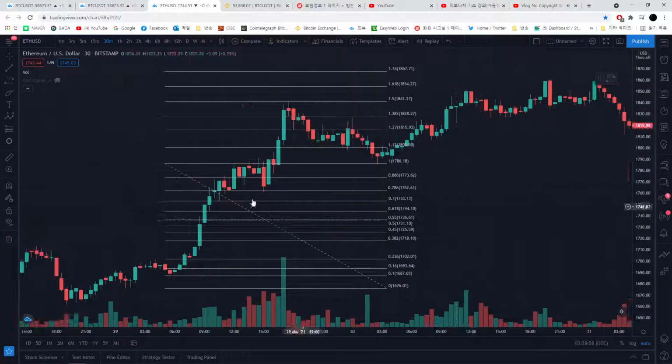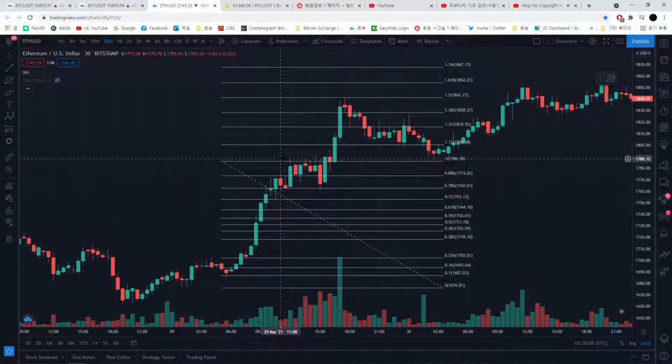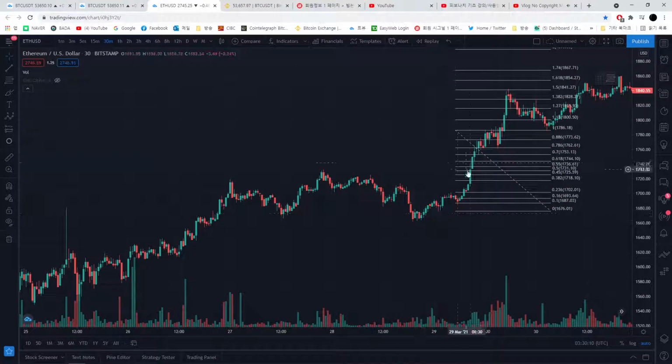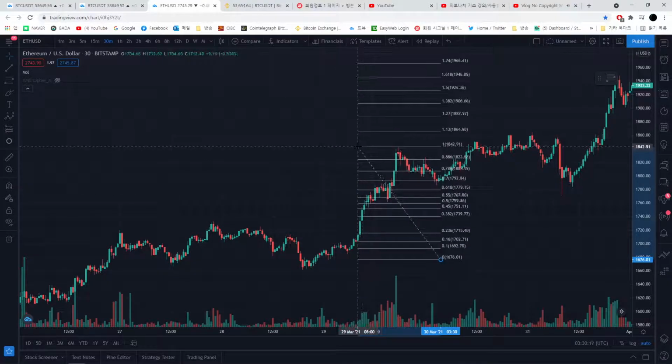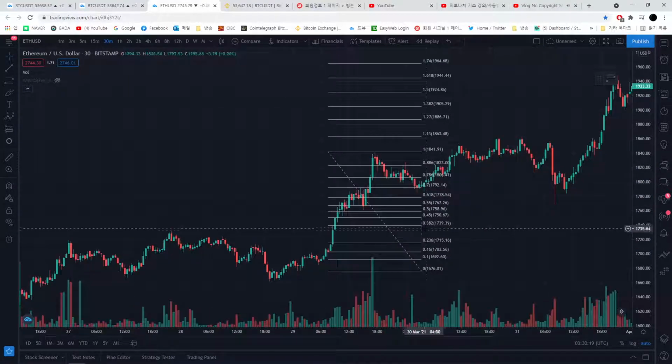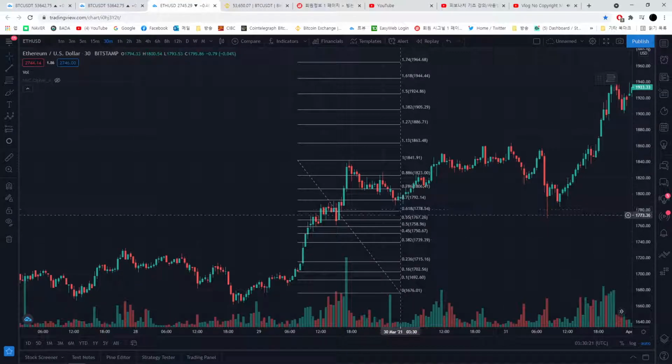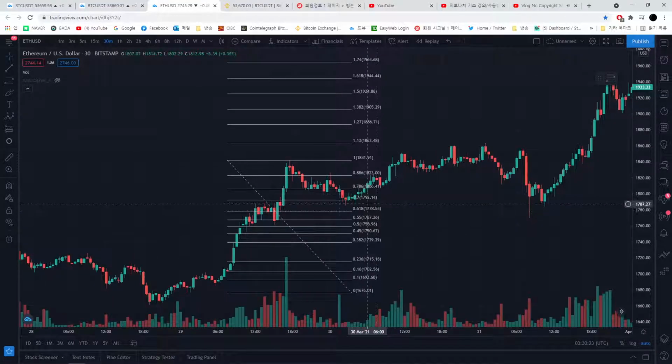So third impulse, 1, 2, 3, 4, and 5. I think top of 5 was here maybe. I have to check in more detail, but it seems like top of 5 was here. Oh, never mind. This is the 5 here, right here. So it gave almost 0.618, but it didn't. It stopped at 0.7 and then it went up. So you see that clearly.